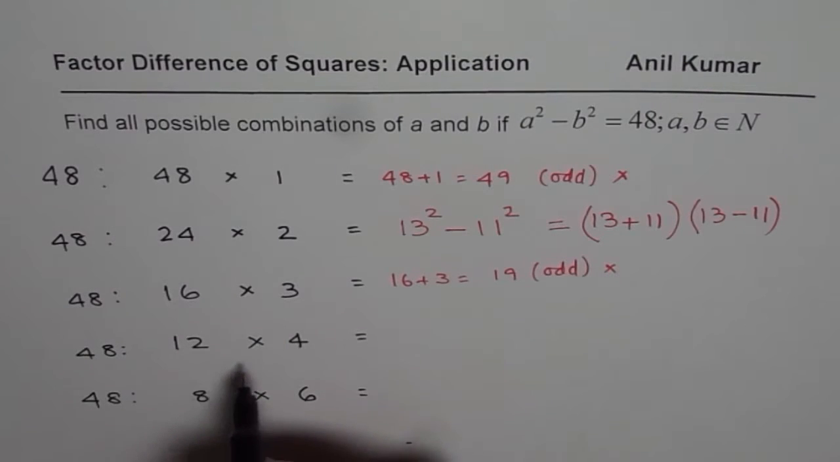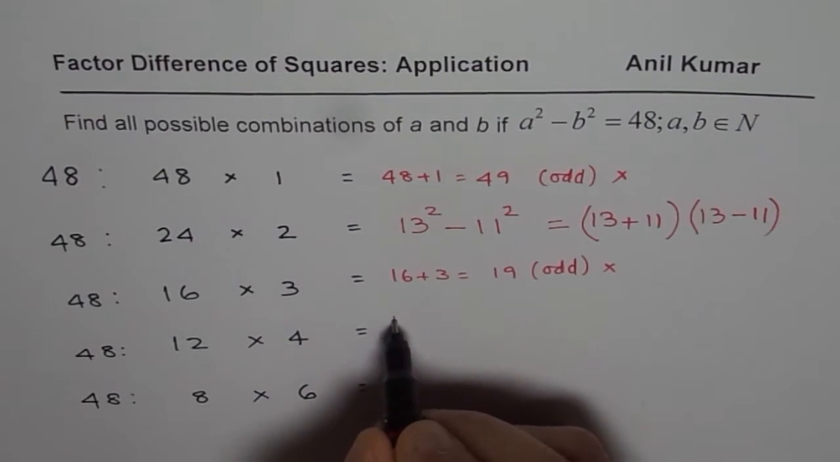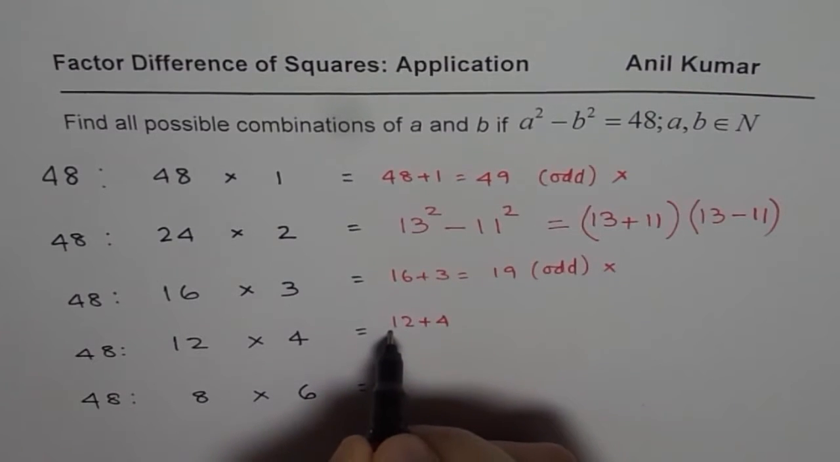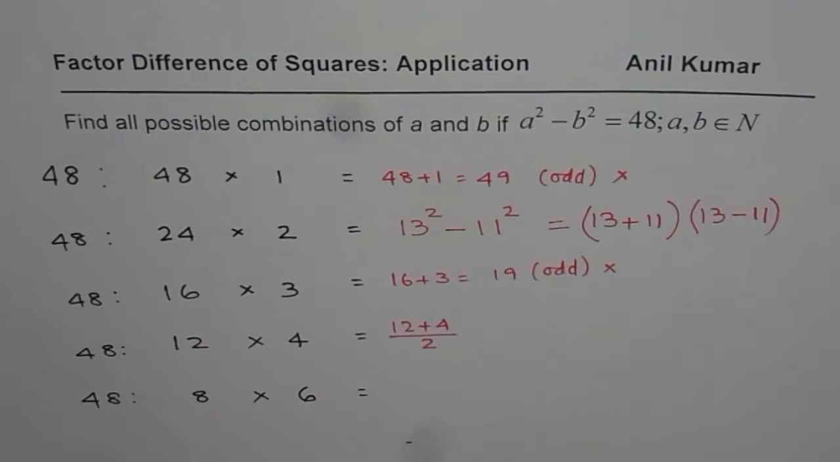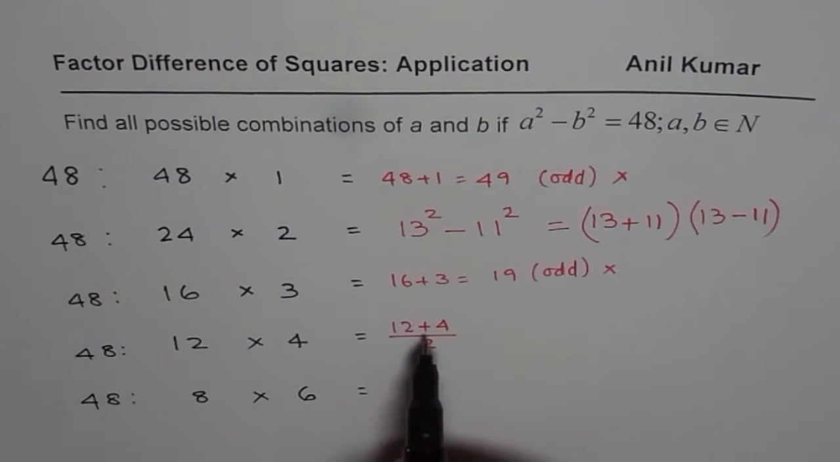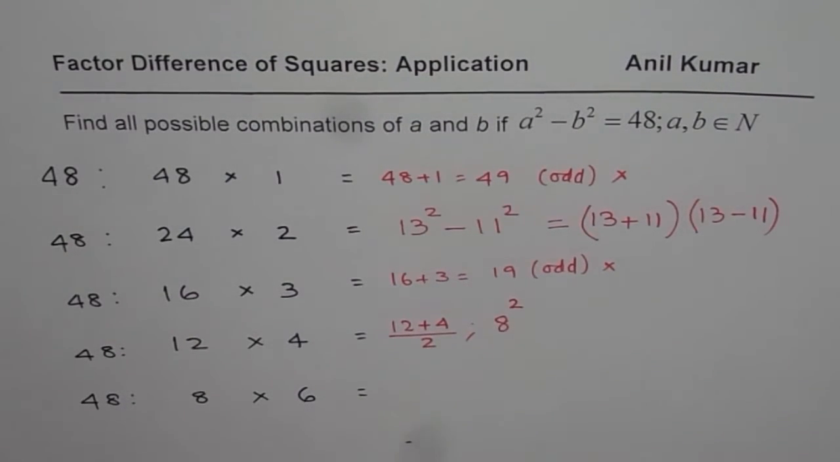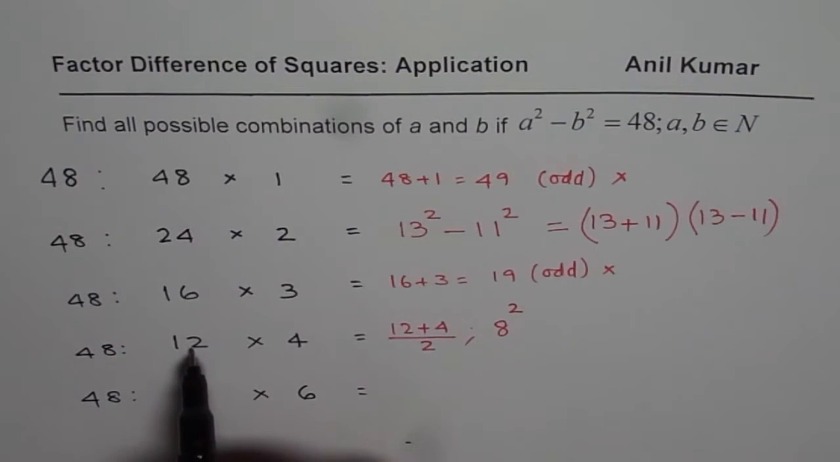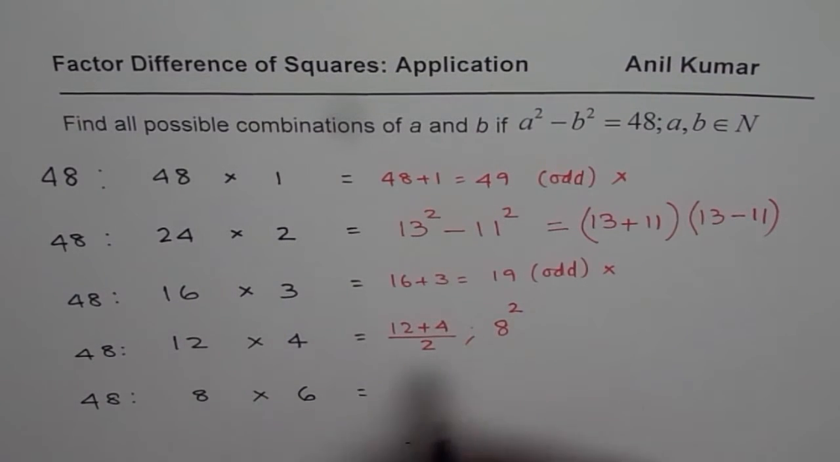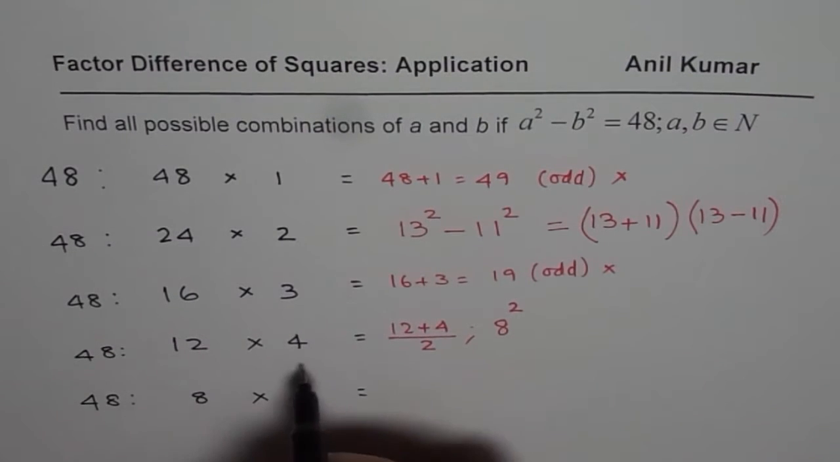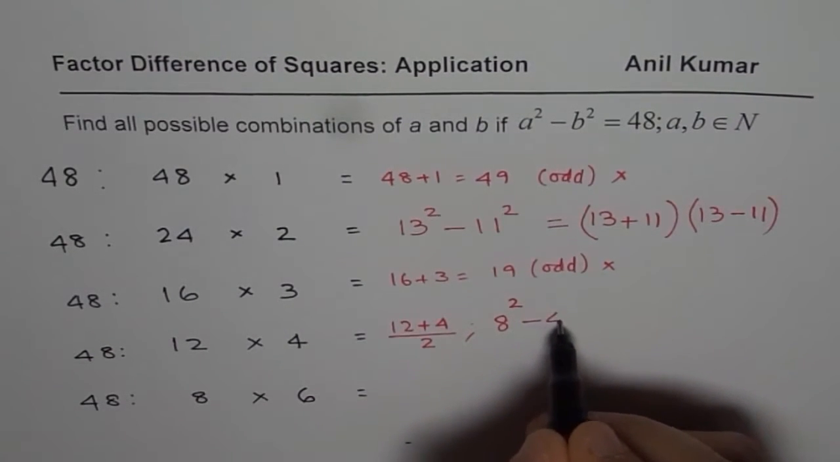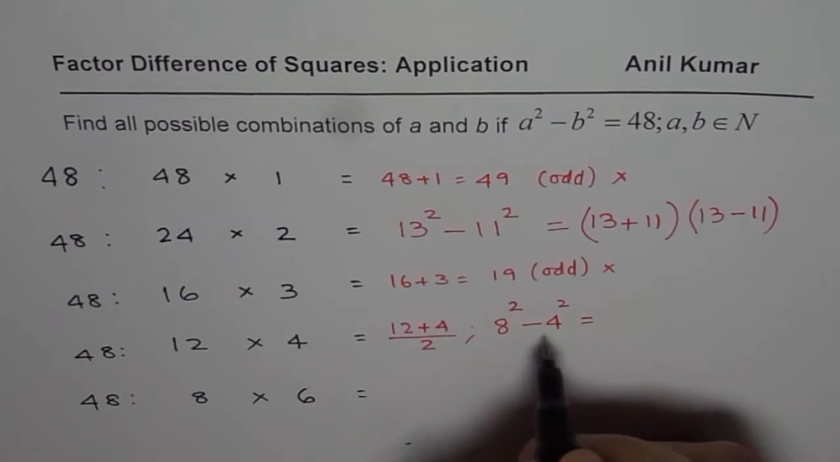So let me show you the strategy here. I added 12 plus 4 and then divided by 2 to get my first number. 12 plus 4 is indeed 16, and 16 divided by 2 is 8. So 8 square is my first term. Now 8 plus what is 12? 8 plus 4 is 12. So my second number should be 4, and 8 minus 4 is 4. So I say 8 square minus 4 square will work. That is how I am getting my numbers.